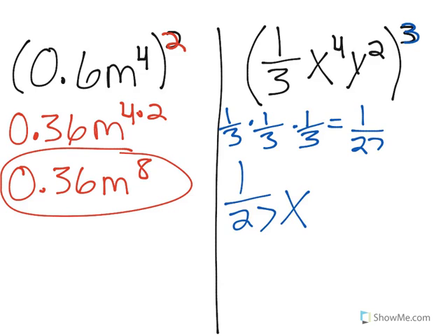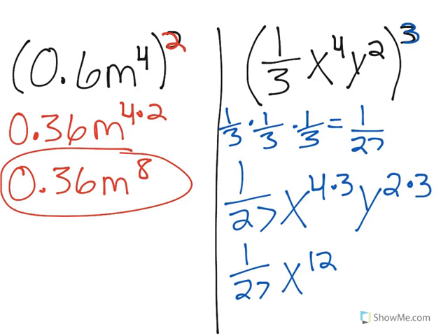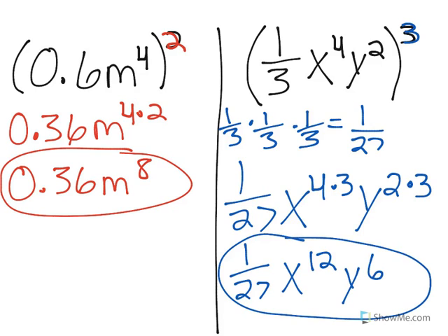Now for x, we're going to do 4 times 3 to its exponents, and then for the y, we're going to do 2 times 3. Find out what those are, and that's your final answer. So 1 over 27, x to the 12th power, and y to the 6th power. And that's going to be our final answer for that expression. So it looks scary because of the fraction, but if you just remember your fraction skills, you're good to go. It works exactly the same as all the other questions.